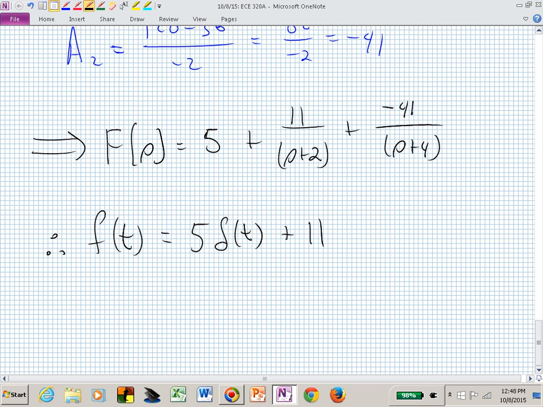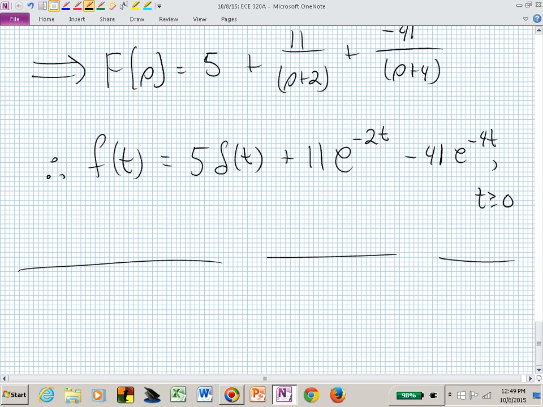Then we have 11 times what? That's going to be a decaying exponential with an exponent of minus 2. We have 11 e to the minus 2t minus 41 e to the minus 4t, and that's true for t greater than or equal to 0. And that should just be automatic. Once you see capital F of S, you should be able to write down immediately little f of t. Let's talk a little bit more in general.